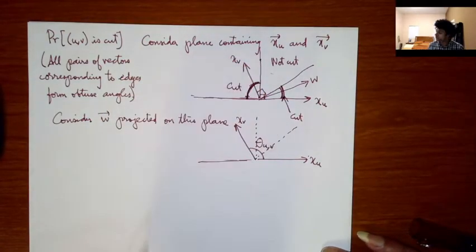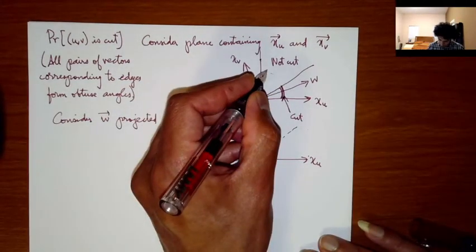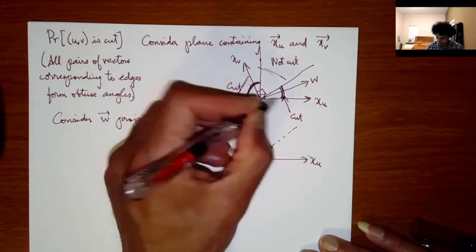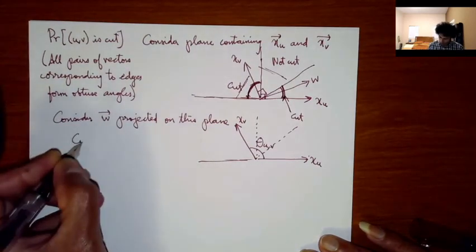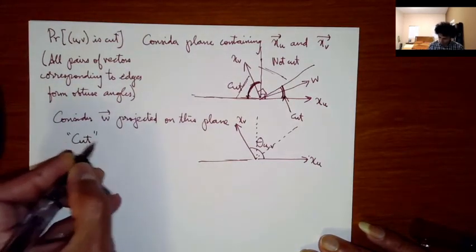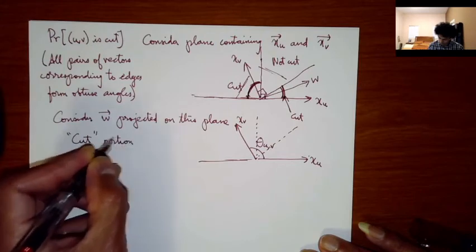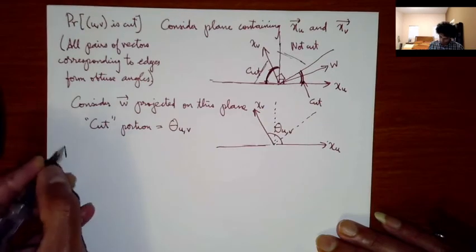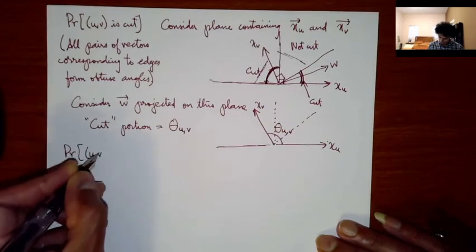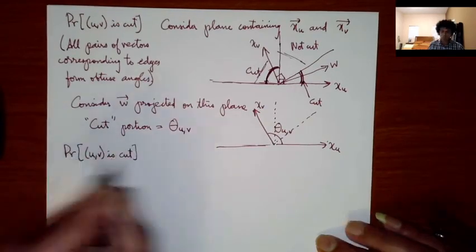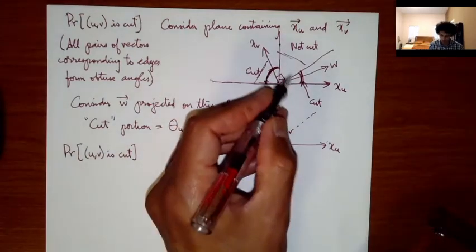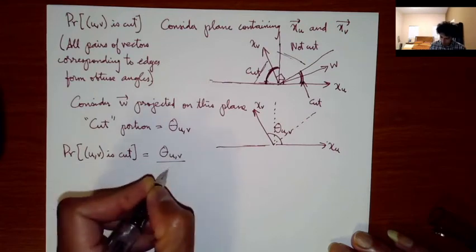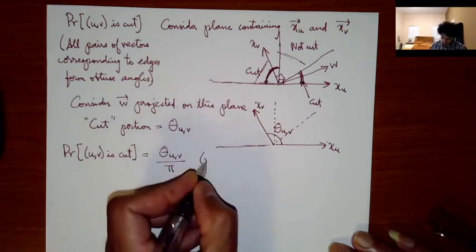Are they the same? They are the same, exactly, because this part here is equal to this part here, and everything else is contained in here. So the cut portion is equal to theta UV. So the probability that UV is cut, we chose a random angle, so you chose something at random in here, is exactly theta UV divided by pi. We're measuring in radians.